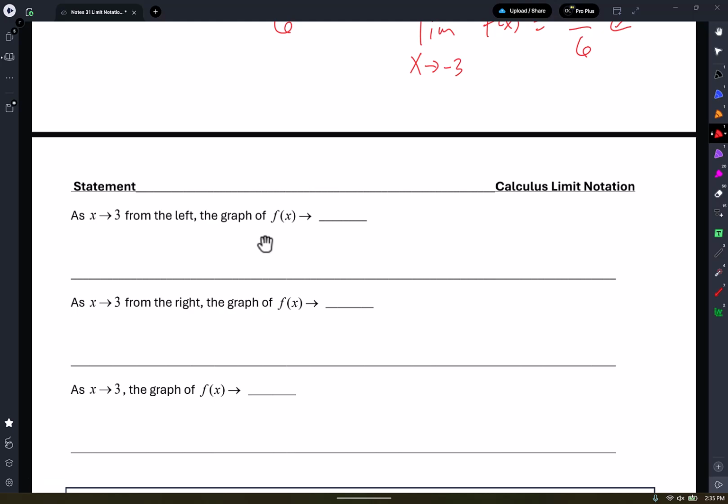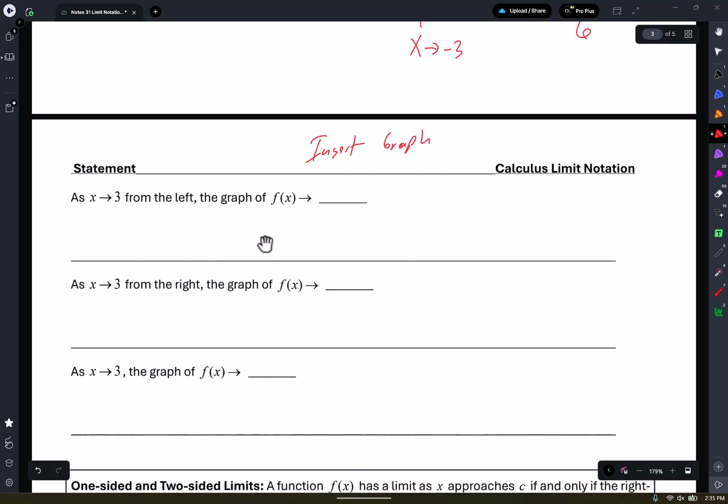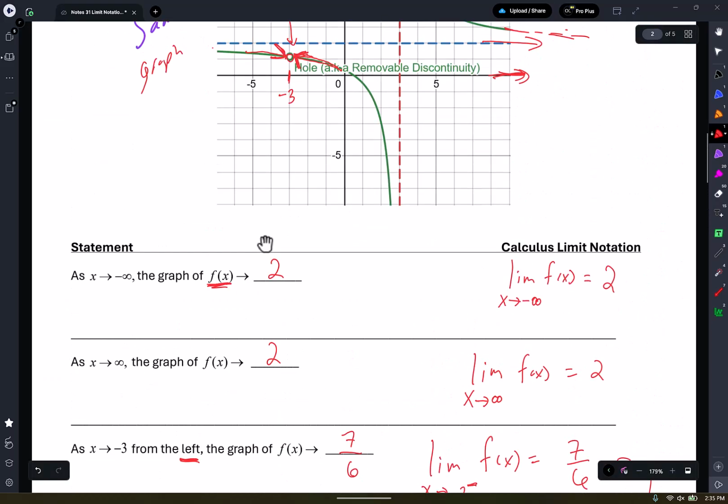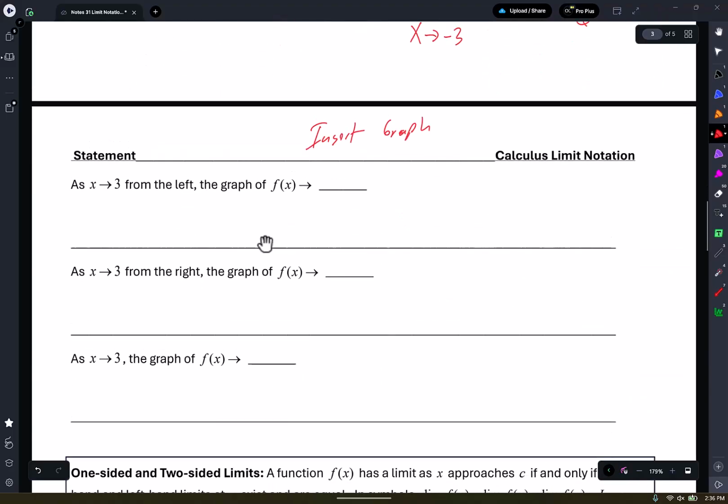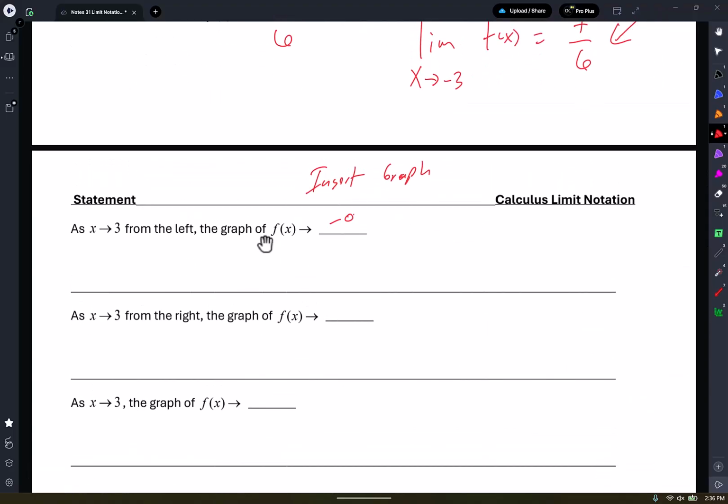Sorry, I should have put the graph there. Next time I'll put insert graph. You'll see this again next year in calculus. As x approaches 3 from the left, the graph of f of x, okay. If I approach 3 from the left, here's 3. If I approach 3 from the left, what's happening to my y values? They go down forever. So I'm going to say negative what? Negative infinity.